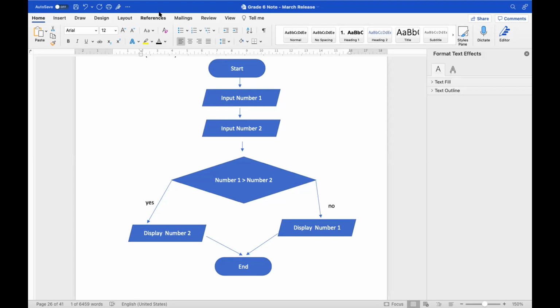What will happen? Input number 1, input number 2, then you are checking whether number 1 is greater than number 2. If it is yes, display number 2. If it is not, you display number 1. So what is the output?